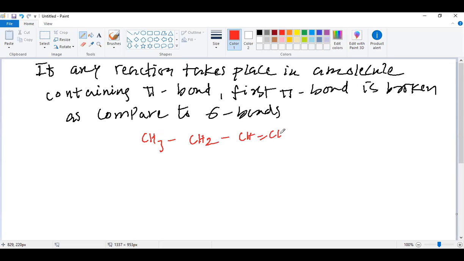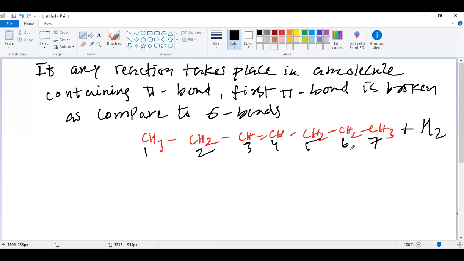CH3, CH2, CH, double bond CH, CH2, CH2 and CH3. Now suppose there is some reaction takes place here. Where do you find the reaction will take place? Suppose we have this, I'll give the numbers to carbon 1, 2, 3, 4, 5, 6 and 7. I want to add hydrogen to it. So I will allow hydrogen to be added with this molecule, plus H2. So where do you think the hydrogen will be added?